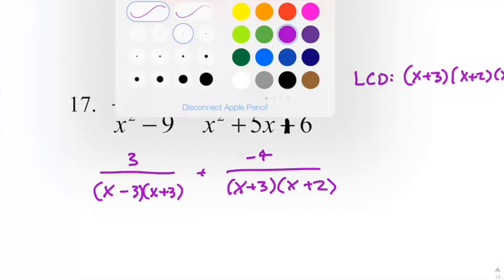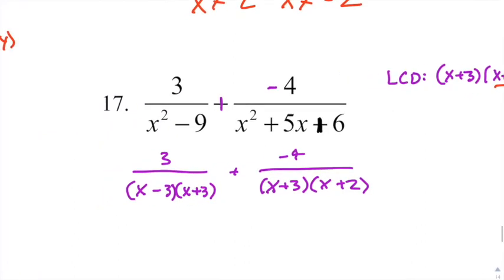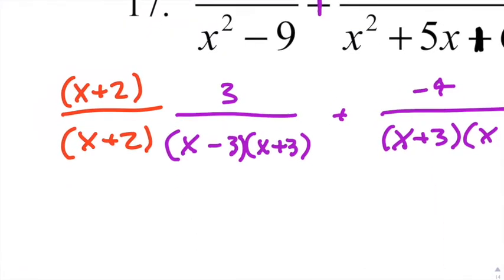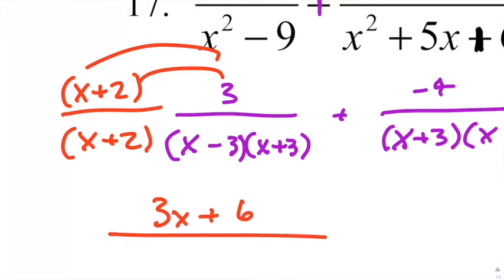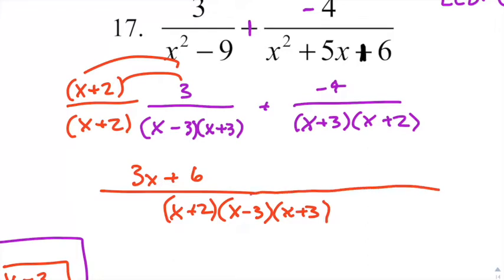So this first fraction, you need 3 things. This first fraction, we're missing the x plus 2. So we're going to multiply top and bottom by x plus 2. Okay, and then distribute, clean that up. That's 3x plus 6, and then that's going to be all over x plus 2, x minus 3, and then x plus 3. There's a reason I'm writing it like this: I'm going to skip the step where I make it one big fraction right away, just so I don't have to write as much.